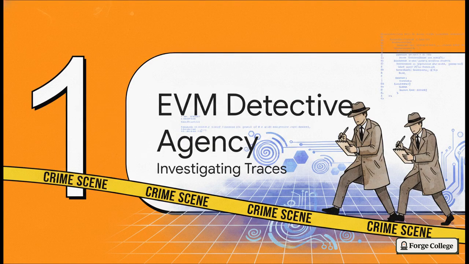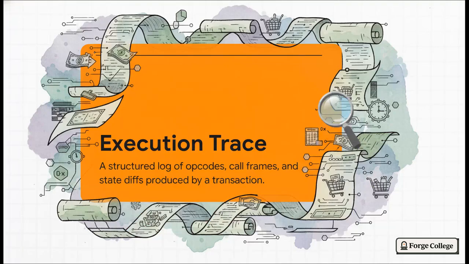Part 1, the EVM detective agency. Imagine us ducking under that yellow police tape, pulling out our notepads, and walking right onto the freshly executed grid of a smart contract. We're looking for clues, right? And the EVM leaves a very specific type of footprint behind. Our primary piece of evidence is called an execution trace.